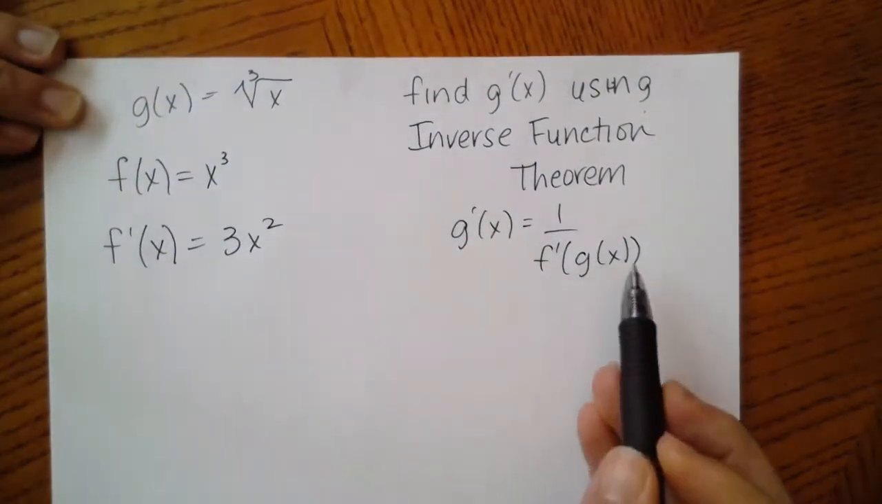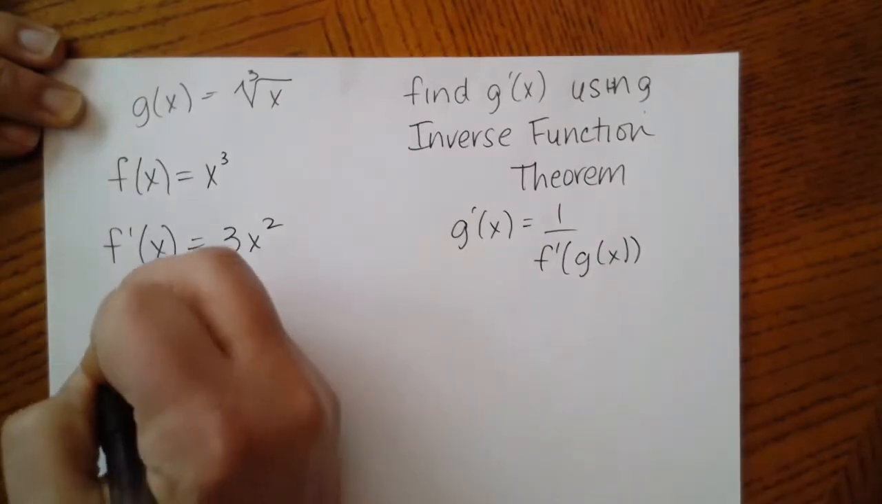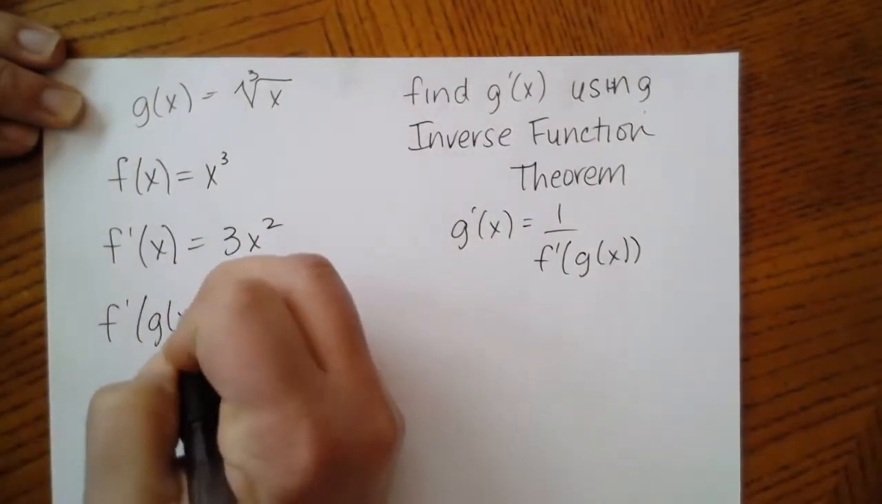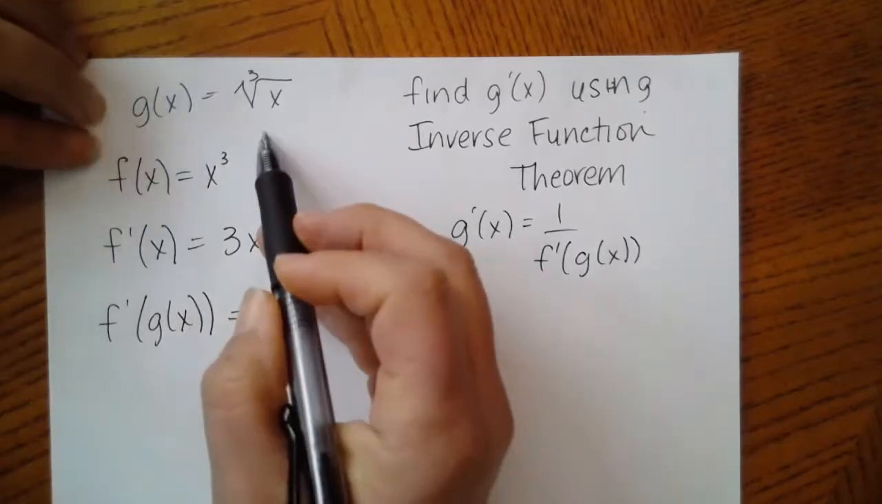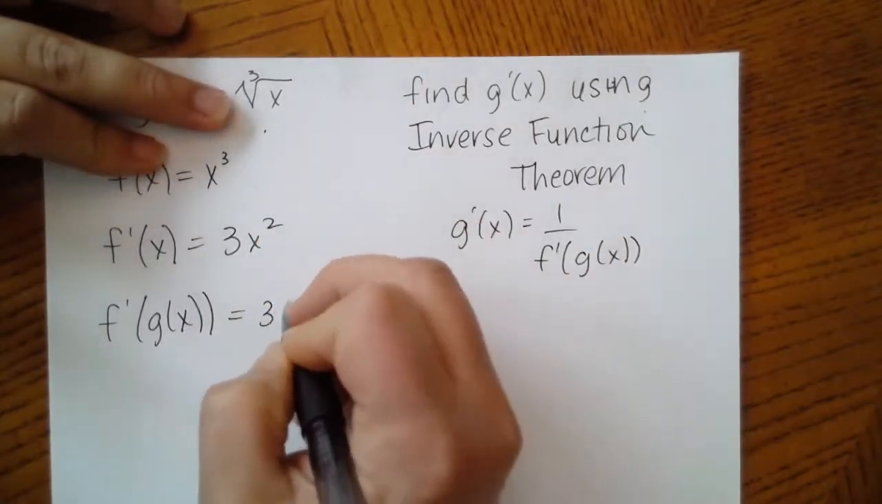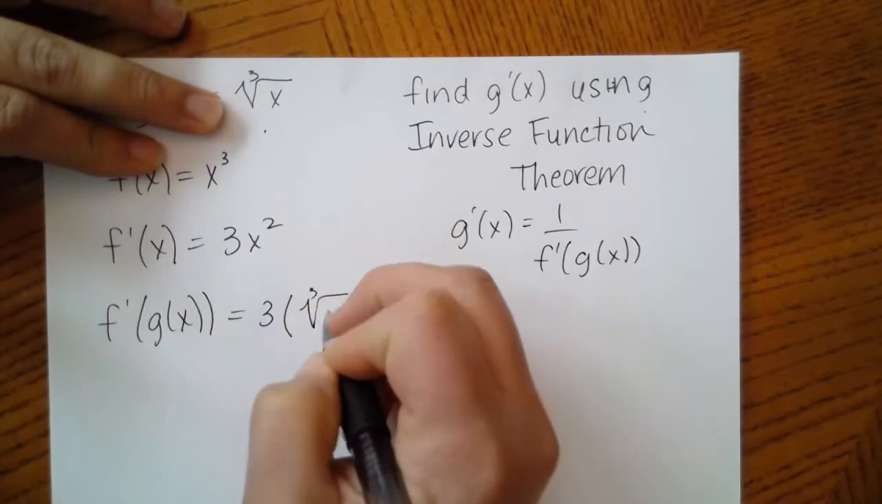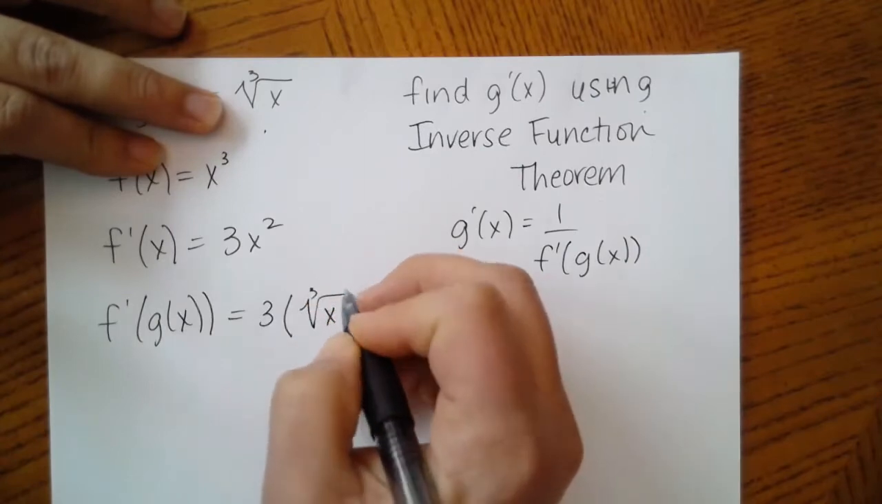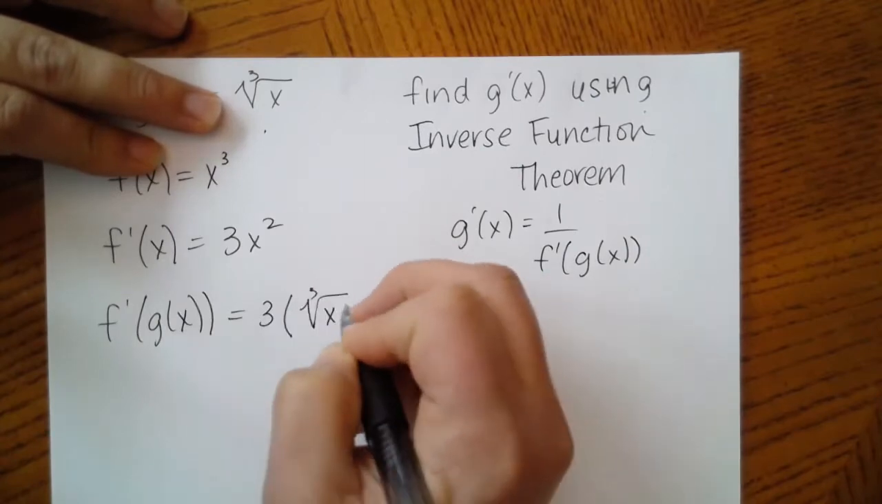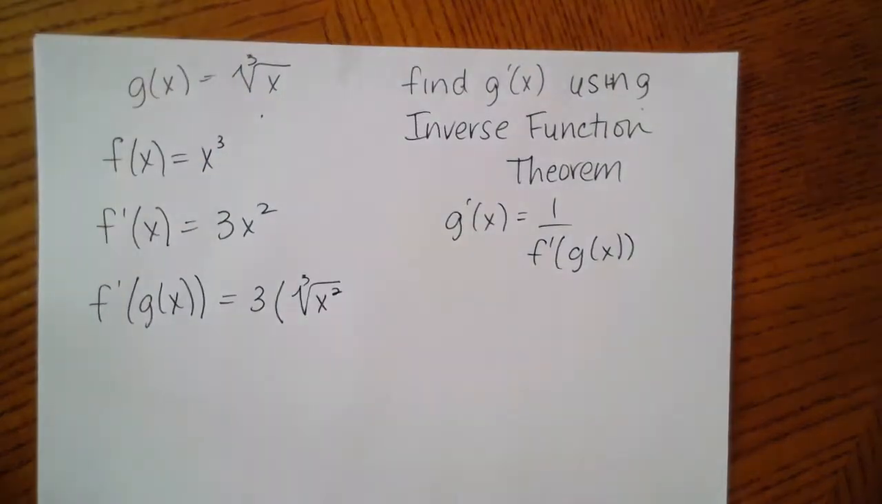And then this says then put g in it. So then I have f prime of g. I already know that g is this, so I'll have 3 and then the cube root of x squared. I'll put the 2 under there, okay?